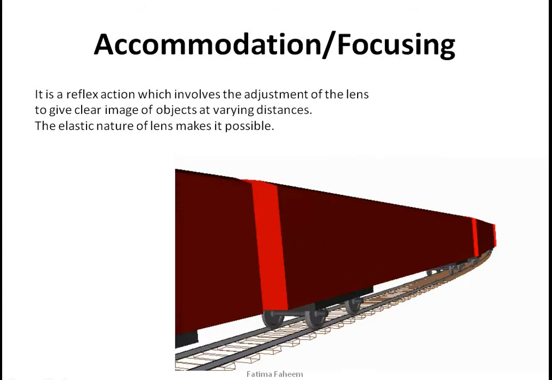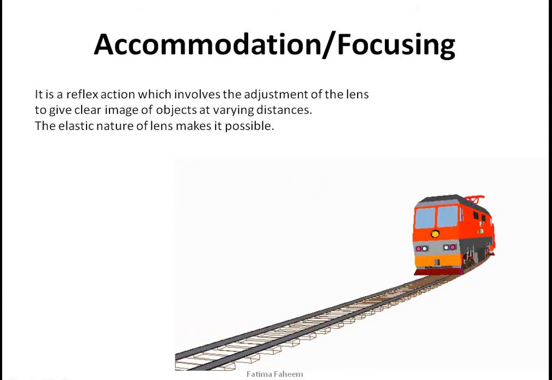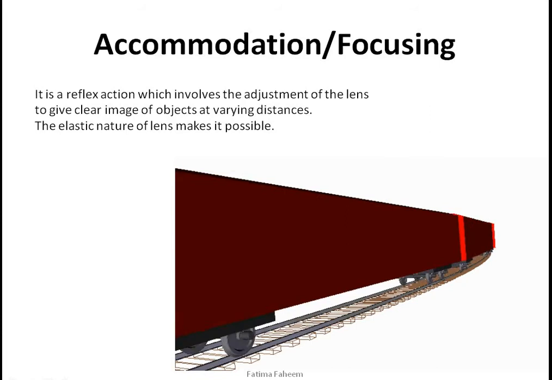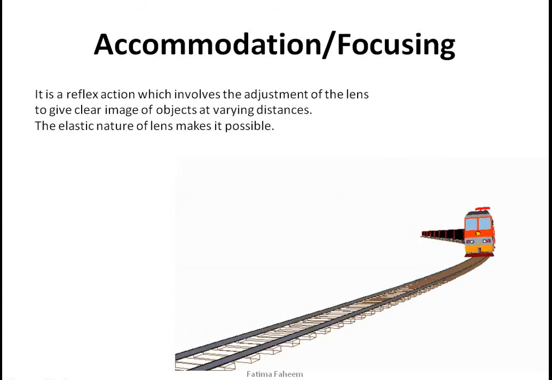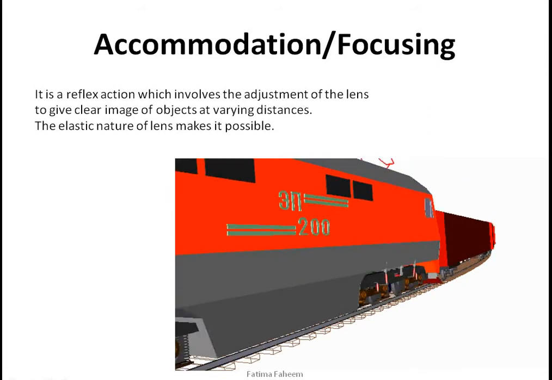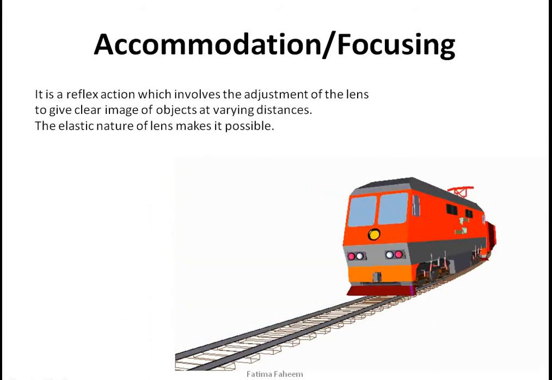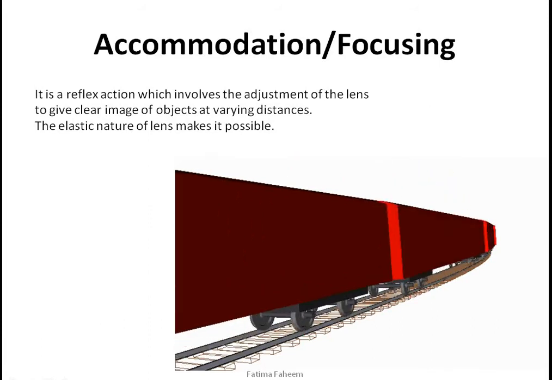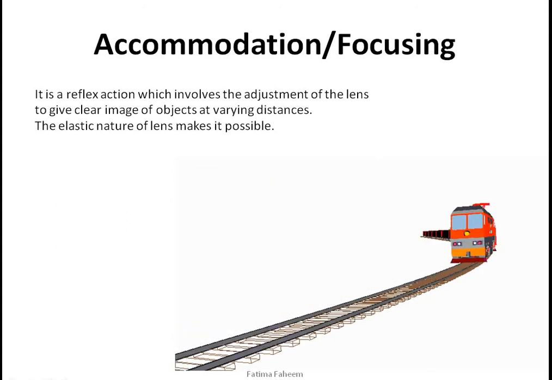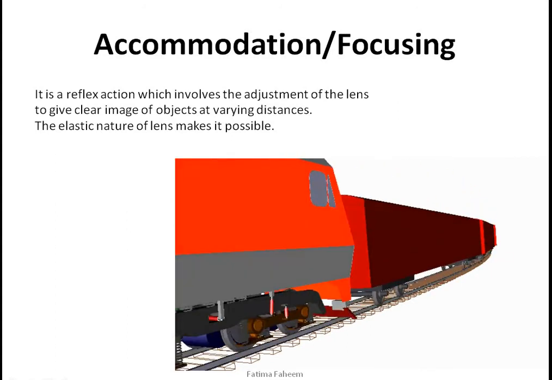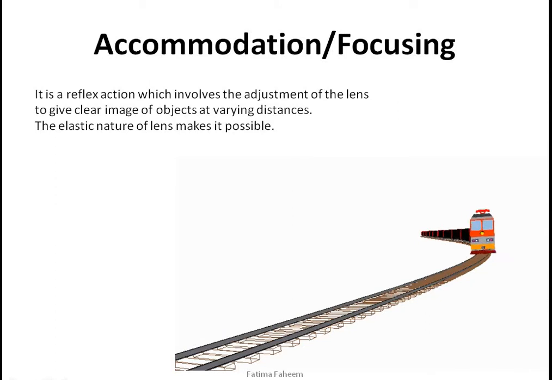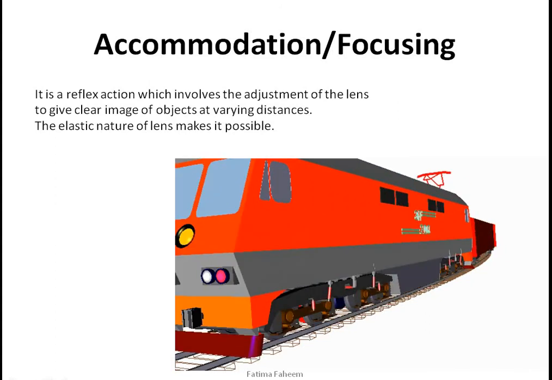First, understand what accommodation or focusing is. This is the ability of the lens to adjust itself or to change its shape depending upon what distance you are viewing the object from. It's a reflex action, means it is not under your conscious control. It is done on its own by involuntary means. This is actually the adjustment of lens to give you a clear image of objects at varying distances.